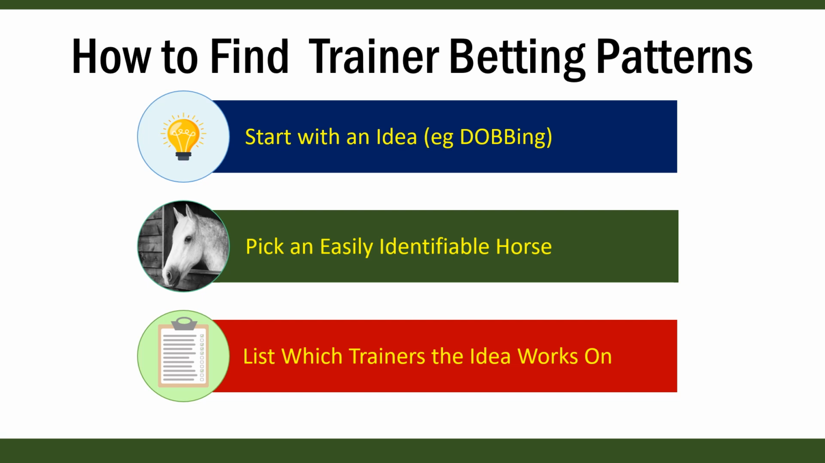So that just leaves the third factor, which is the only variable, and we're trying to divide trainers into those that our dobbing strategy works on and those that it doesn't work on. So you have to keep a spreadsheet and list trainers as you go along, and this isn't as time consuming as you might think. All you need to do is put a trainer name into an Excel spreadsheet.